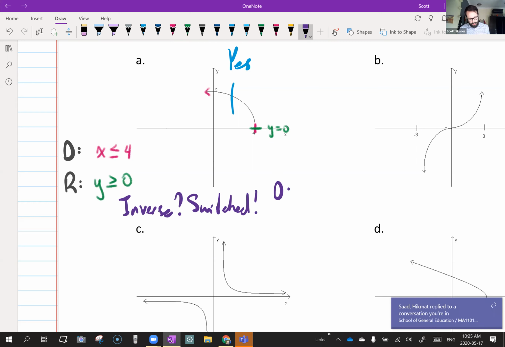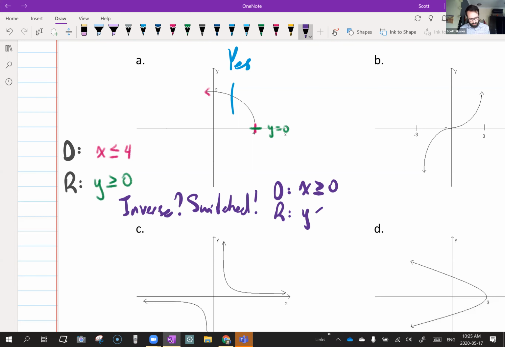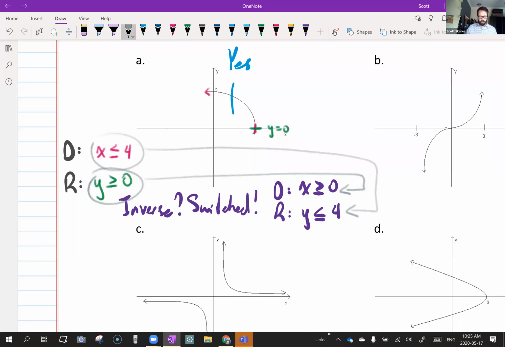Which means that the domain would now be x is greater than or equal to 0. Range is now y less than or equal to 4. So you'll notice what used to be the domain is now given for range. What used to be the range is now given for domain. Just notice, you just go backwards.